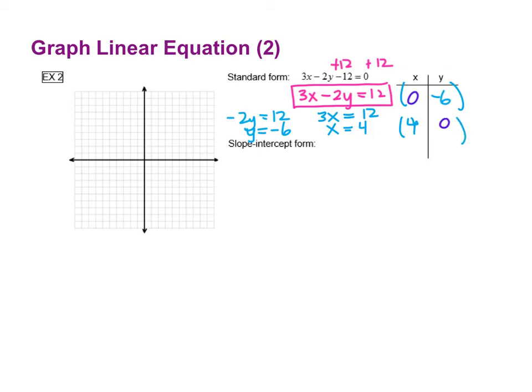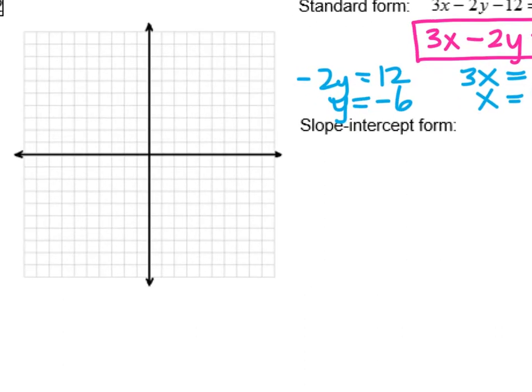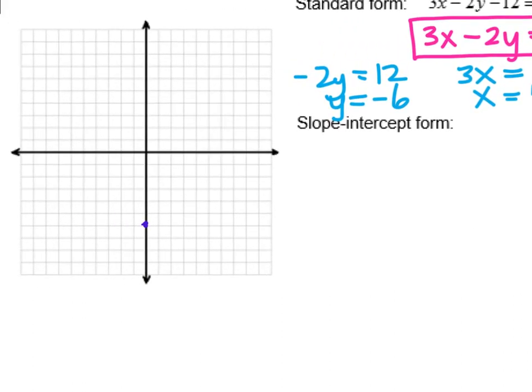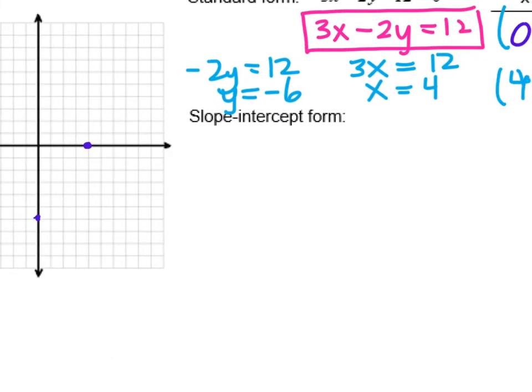0, negative 6, you go to left and right 0, but down 6. So that's a y-intercept, it's on the y-axis. And then the other one, I already forgot what it was, 4, comma 0, tells us to go 4 to the right and up and down 0. So our line is going to look like this. We could draw the line in right now, but we're just working on graphing from slope-intercept form as well.